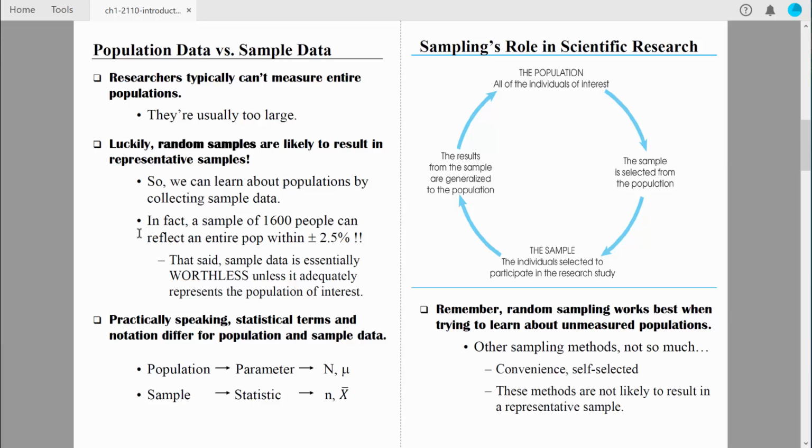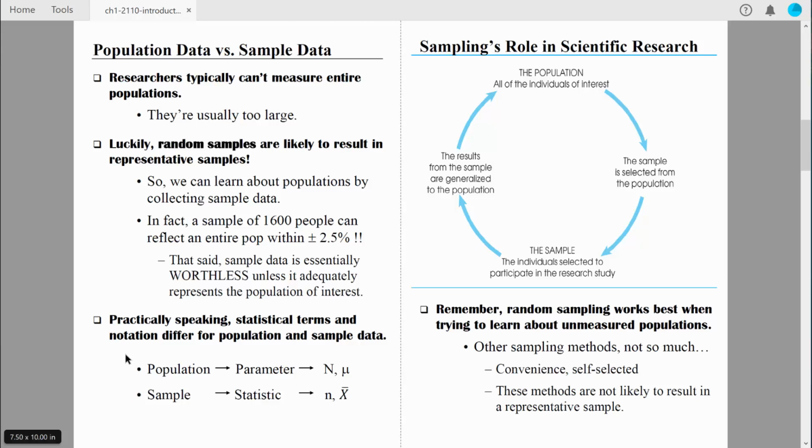So I'm not saying that sampling is perfect, I'm simply saying that when we use a random procedure to select a sample, we can maximize the possibility that that sample represents the population. Because this point right here is really important. Sample data is essentially worthless if it doesn't represent the population. If we spend a lot of time measuring a sample that does not mirror the population, what have we learned about the population we're interested in studying? Not much.